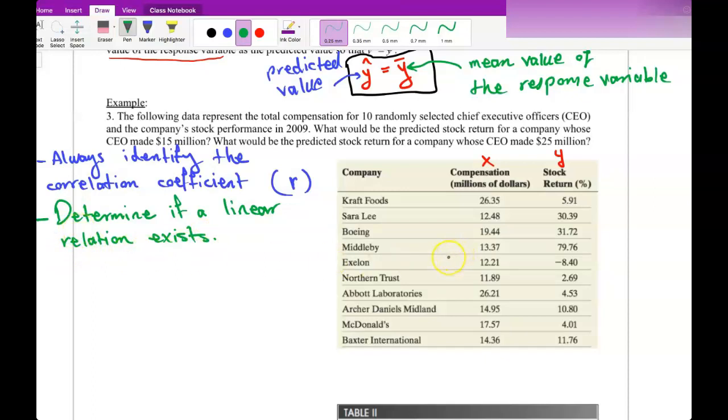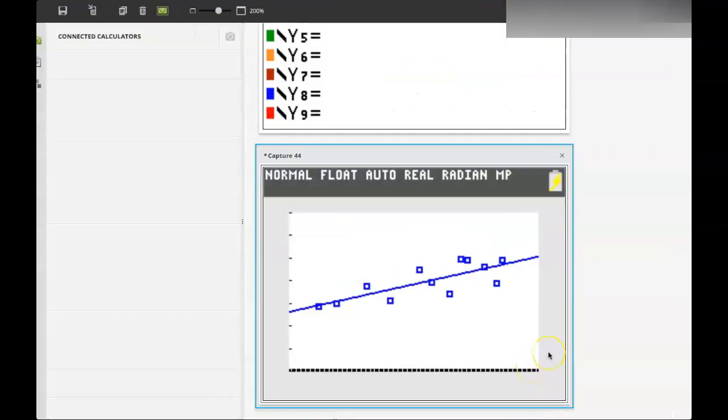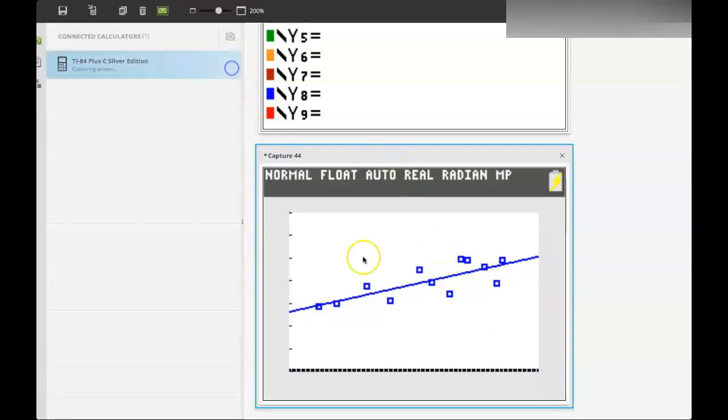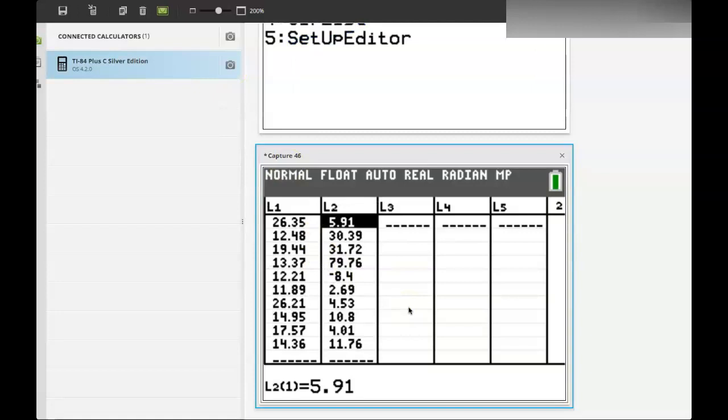Okay, so we should enter all this data into the calculator. Press that, choose edit, enter, and after that enter all these numbers that you have in the first and second columns into L1, L2. So we have these data.